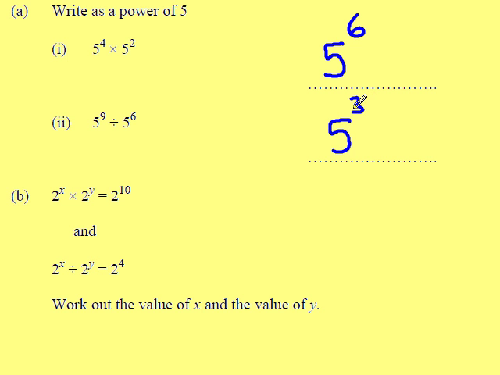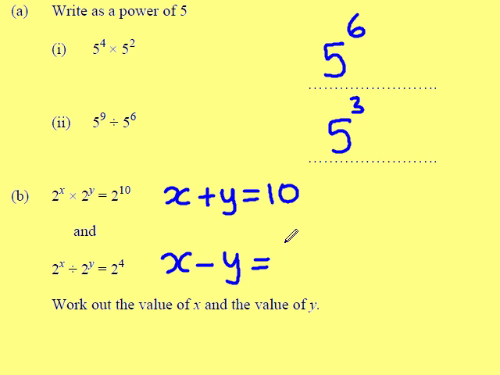Part B. When I multiply 2 to the power of x by 2 to the power of y, I get 2 to the power of 10. That tells me, because when I multiply powers I add them, x plus y must be 10. When I divide powers, 2 to the power of x divided by 2 to the power of y, I get 2 to the power of 4. I'm now going to be taking the letters away because I subtract when dividing, and that leaves me with the number 4.